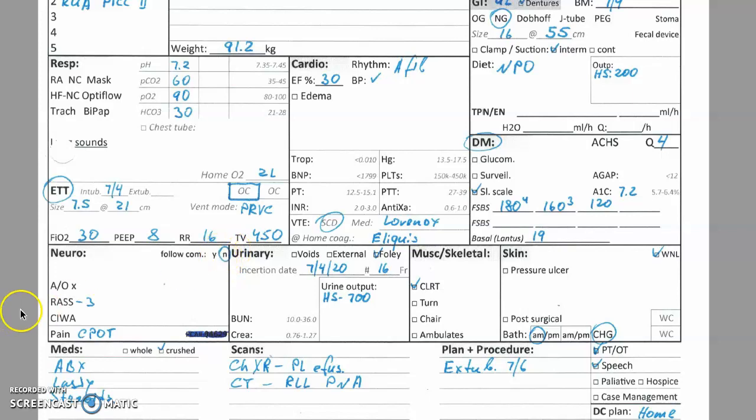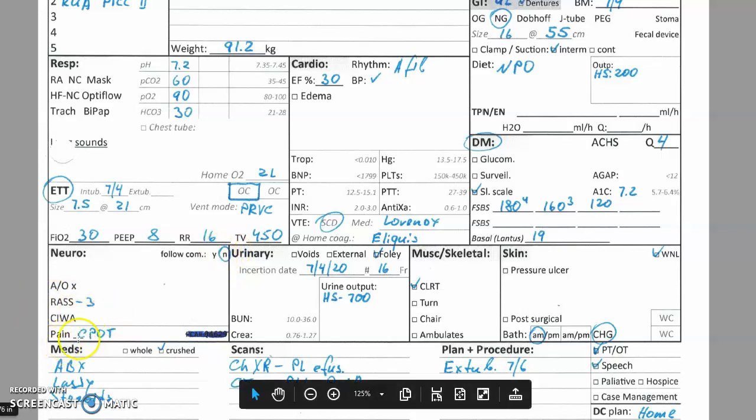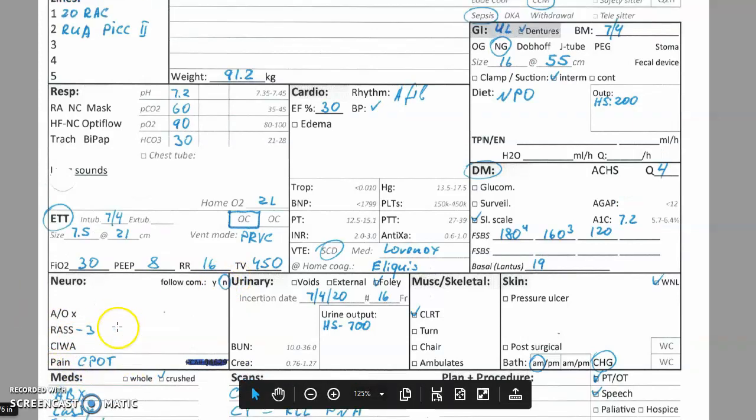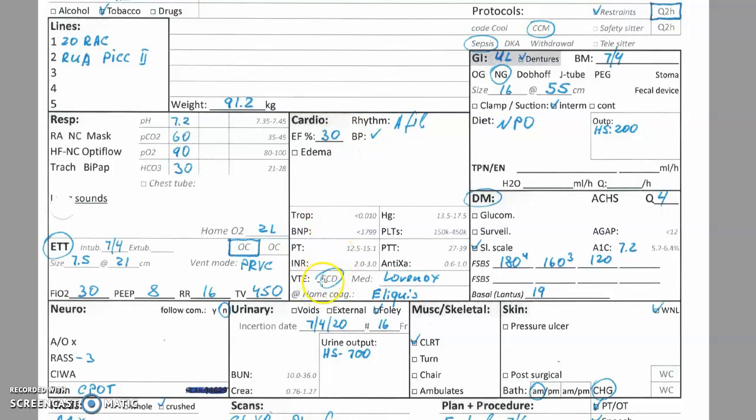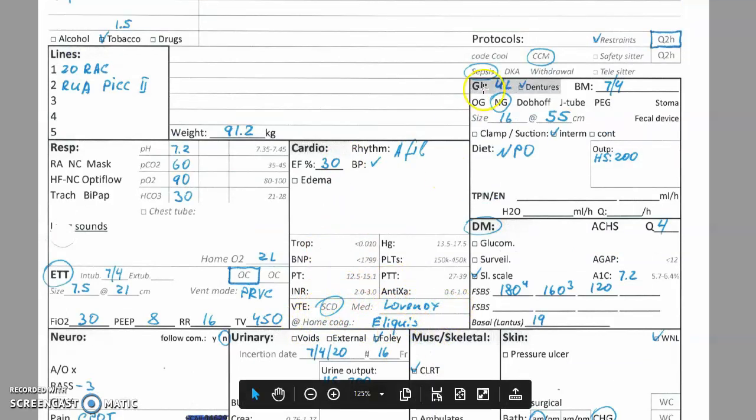Patient not following commands, RASS -3. Pain goes by CPOT chart. Cardiologically, AFib. Blood pressure is good. EF is 30. Patient on an NCD and Lovenox at home, is using Eliquis probably for AFib. We have upper and lower dentures for this patient.